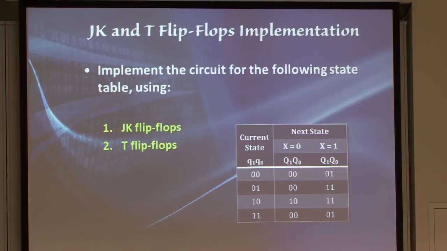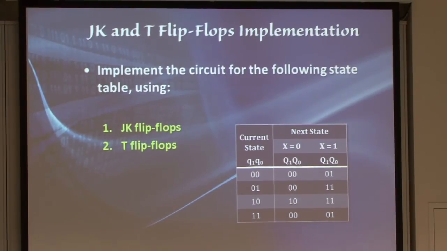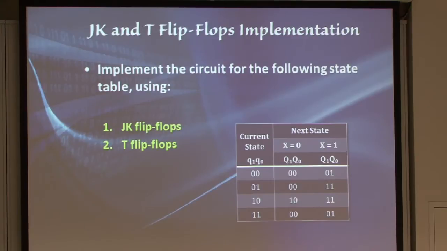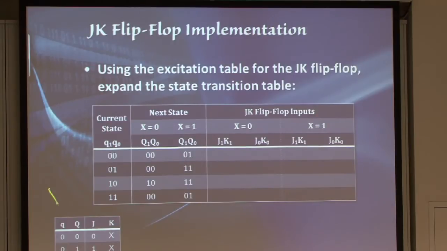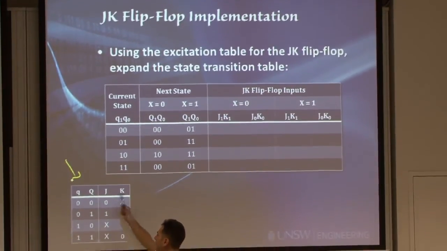Well, alright, so we know what the current states are, and I will start with the JK flip-flop implementation. I know what my current states are. I know where I want to go on either x equals 0 or x equals 1. I only have JK flip-flops at my disposal. They have those funny J and K inputs instead of the good old D input. I need to figure out what to put into them. And this is when that table that I showed you, this one here, comes in very handy. I can look at where I am and where I want to end up.